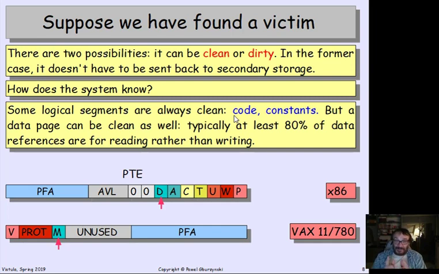So one important thing is to be able to tell. If the system can tell whether a page is clean or dirty, it knows whether it should bother writing the page to secondary storage or whether it can just unmap the page and forget about it. Okay? So how does the system tell?